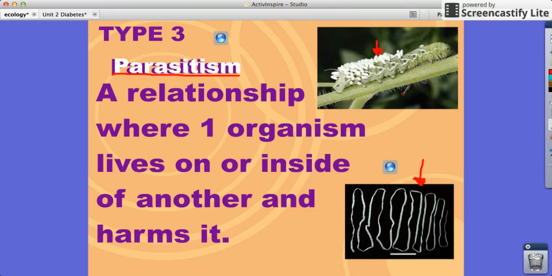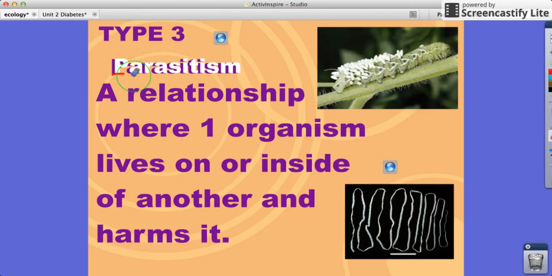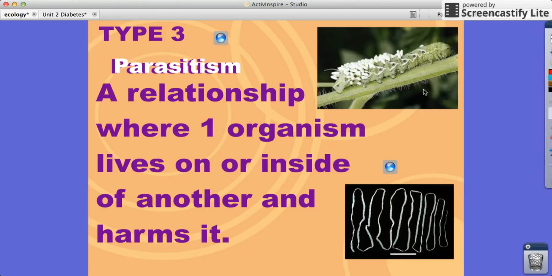So the parasite is benefiting because it's living on or inside of that host, and the other one is being harmed. Crazy thing about parasitism is that the parasite doesn't want to kill the animal, because if it kills the animal, it's got to go find another host. So it wants to live off of it, but not to the point where it dies, because then that parasite, depending on its lifespan without a host, might only have 24 hours before it can find another one, or it itself will die.